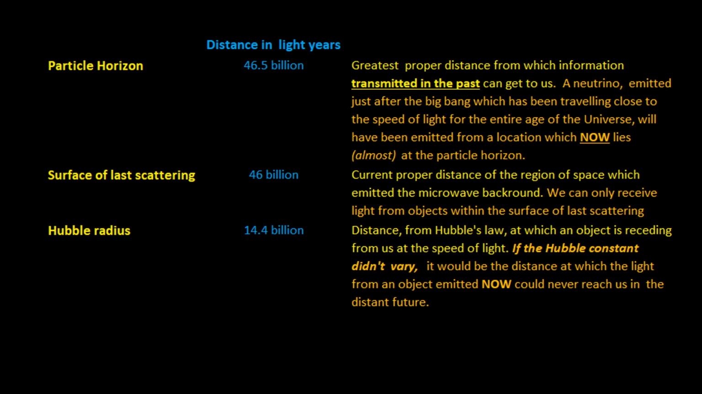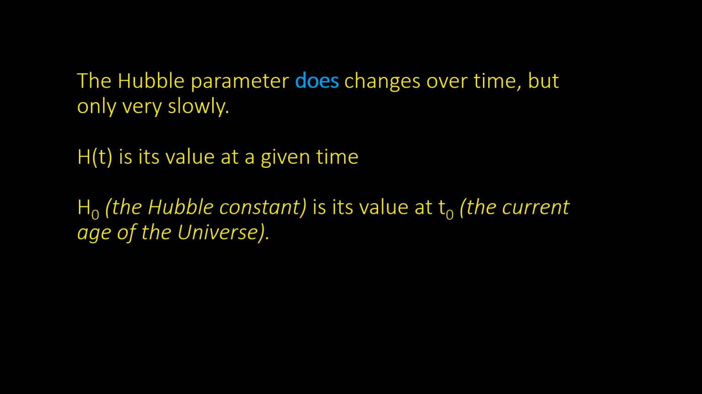And finally, the Hubble radius is the distance at which, from Hubble's law, an object is moving away from us at the speed of light. If the Hubble constant didn't change over time, it would be the distance at which light from an object emitted now could never reach us in the future. However, the Hubble parameter does change over time, but only very slowly. H of t is its value at a given time. H0, the Hubble constant, is its value at t0, which is the current age of the universe.